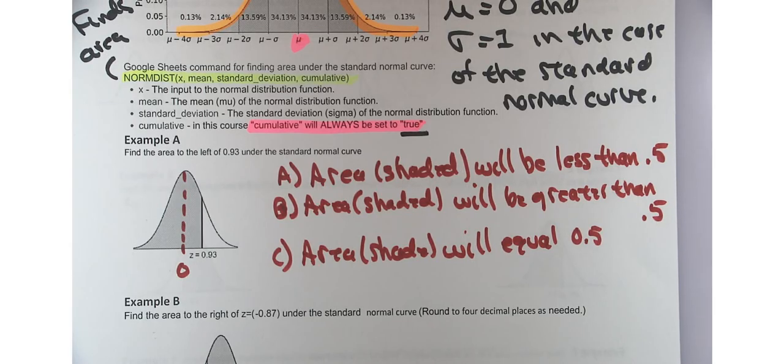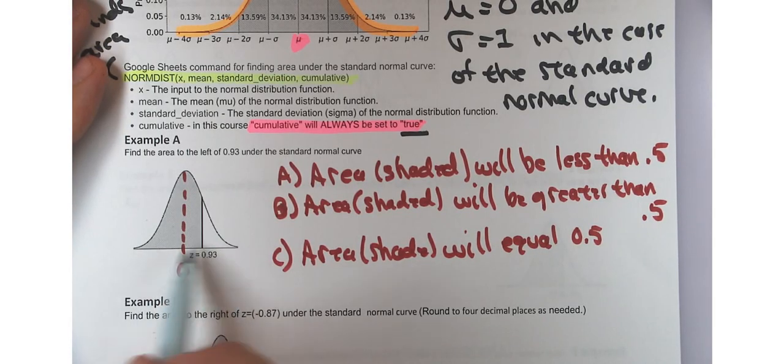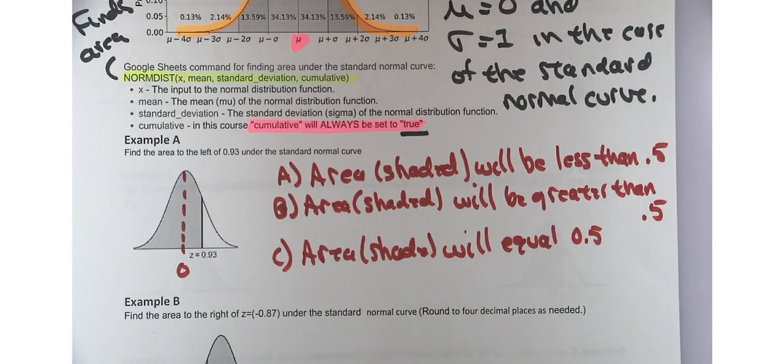The shaded area, that's all this area to the left of 0.93.